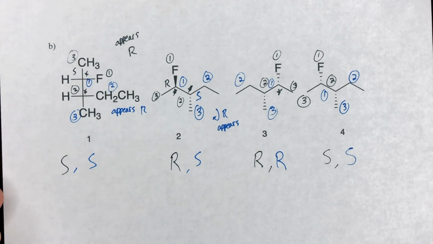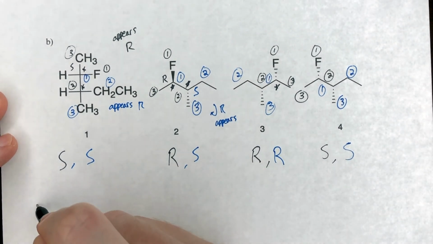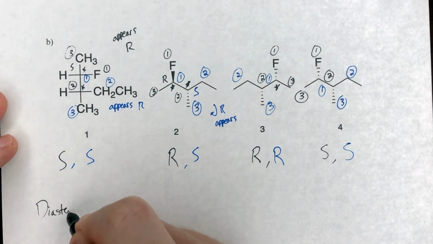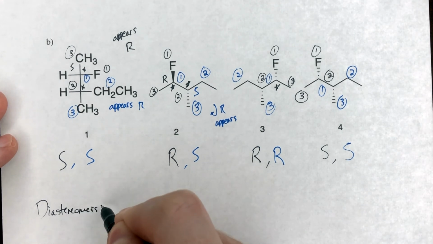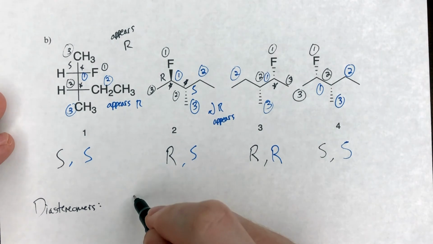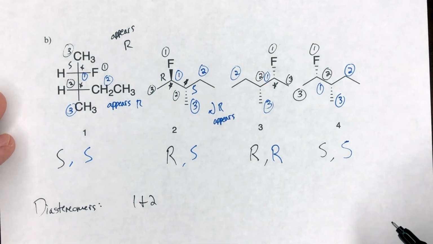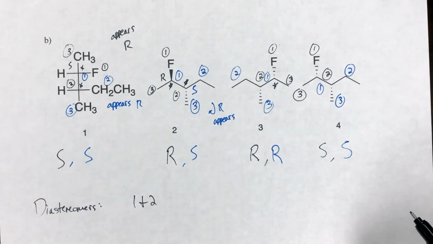So when we compare these groups, we do exactly what we did last time, where we look at the number of different or opposite configurations we see at our two chiral carbons. So here, let's start with diastereomers. So 1 and 2 are diastereomers because they are different at only one position. 1 and 3 are enantiomers, so they're not diastereomers.